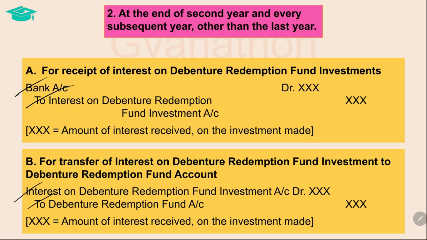The debit is given to the interest on debenture redemption fund investment account to transfer the credit balance available in that account. The credit is given to the debenture redemption fund account since the interest amount is being transferred to this account. The net effect is that the interest earned on the investments made is now available in the debenture redemption fund account for investing in the present year.